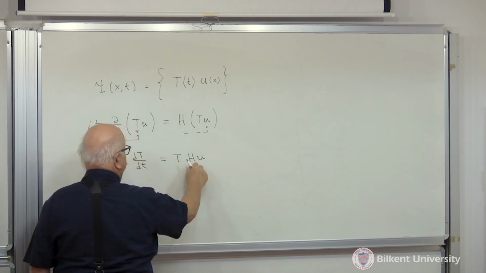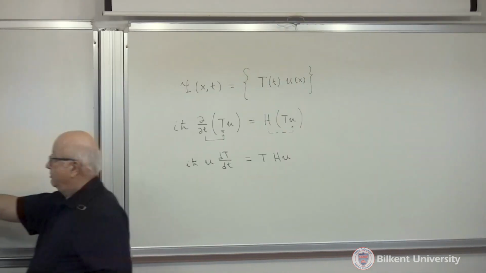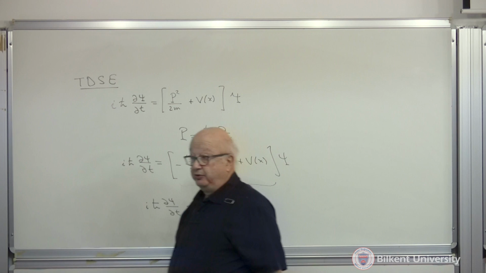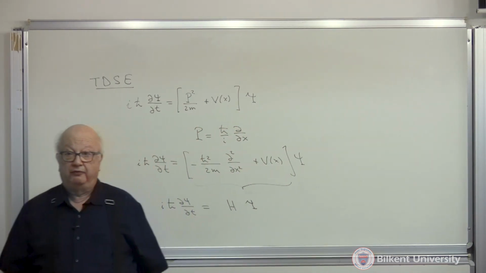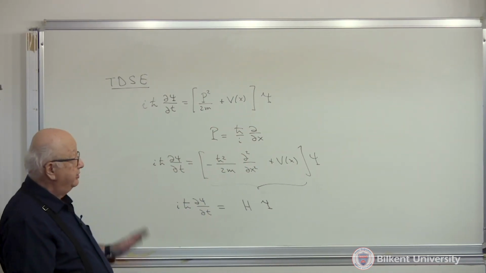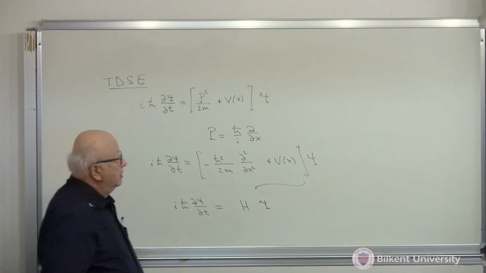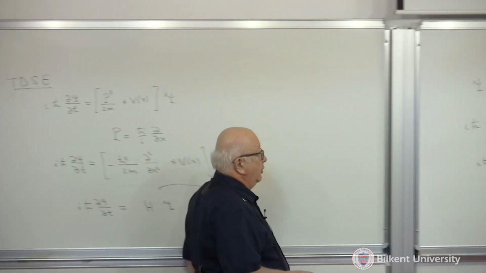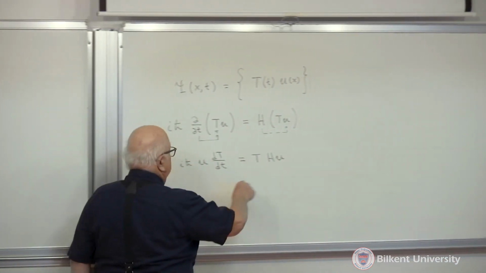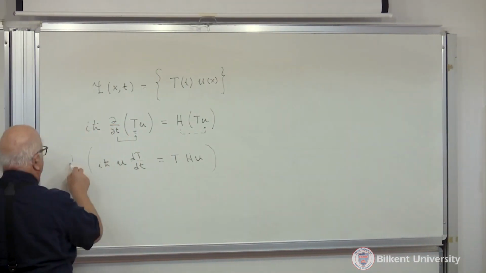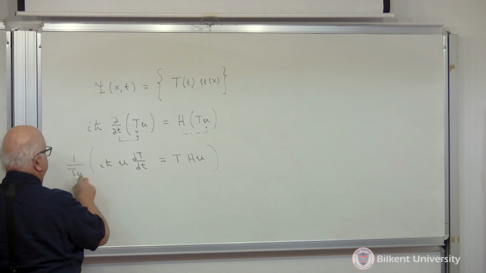This H contains derivatives with respect to x, so I have to be careful. It's not simple multiplication. H is operating on u. Let me divide the whole equation by T times u.